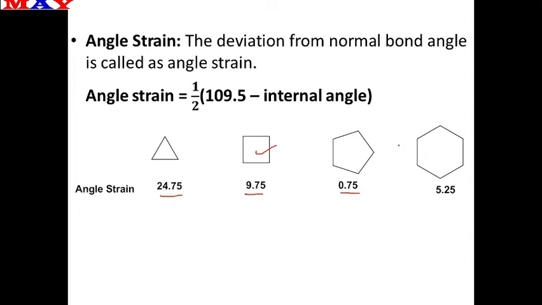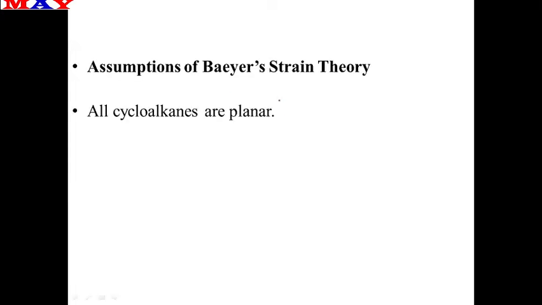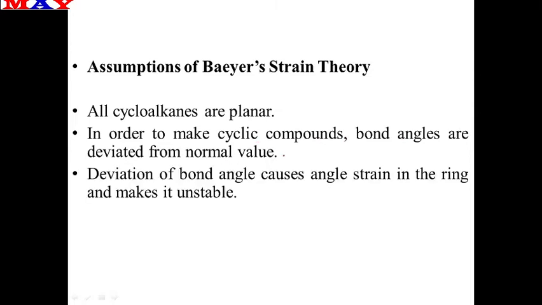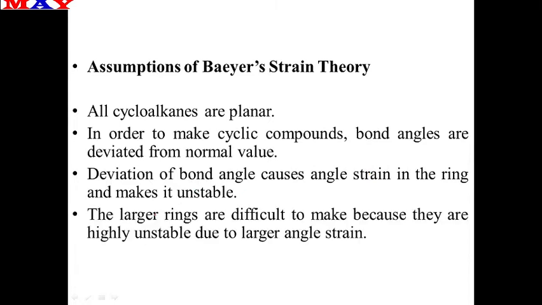However, when we go to cyclohexane, the angle strain further increases. All cycloalkanes are planar. In order to make cyclic compounds, bond angles are deviated from normal value. Deviation of bond angle causes angle strain in the ring and makes it unstable. The larger rings are difficult to make because they are highly unstable due to larger angle strain. So these are the assumptions of Baeyer strain theory.